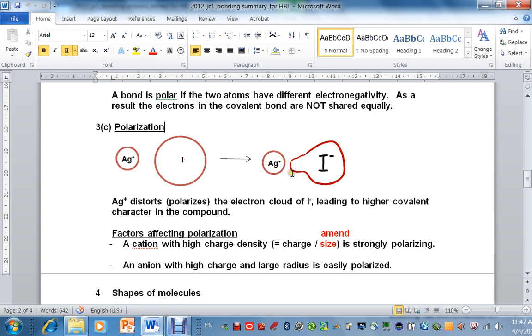So as a result, there's sharing of electrons. Whenever there's sharing of electrons, that means the compound has higher covalent character, because covalent bonds are formed from sharing of electrons. So once there's some sharing of electrons, the compound will have covalent character. I also want you to take note that it's the cation that is polarizing or distorting the anion, not the other way around. The anion cannot polarize. It's the cation that polarizes.